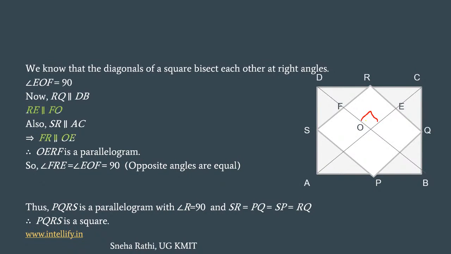Opposite sides are parallel, and angle EOF is 90 degrees. Angle FRE will also be 90 degrees because opposite angles are equal in a parallelogram. Now this is 90, this is also 90. So PQRS is a parallelogram with angle R equal to 90 degrees, and SR is equal to RQ is equal to SP is equal to PQ. So PQRS will be a square.